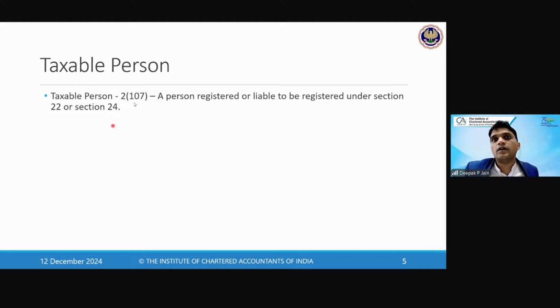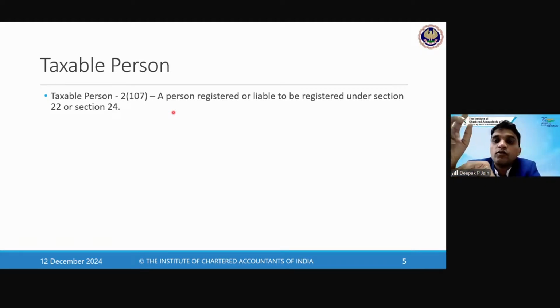Okay. Now, who is a taxable person? Taxable person means a person who is registered. A person who is registered will be called a taxable person because he is a registered person also, and the taxable person definition says a registered person also is a taxable person. So once you are a registered person, you are a taxable person.